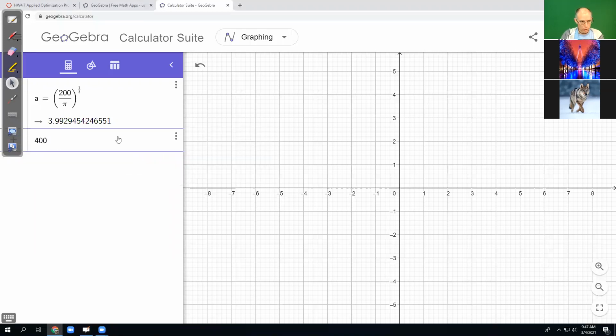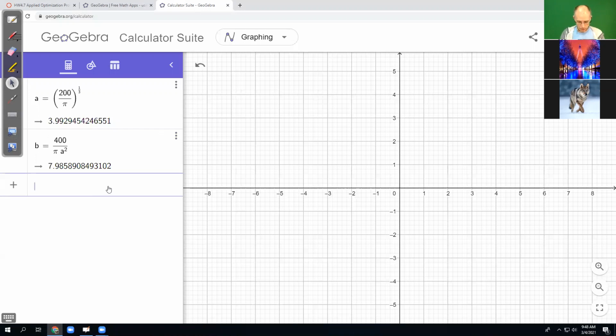All right. 400 over pi times that radius above squared. And oh, the GeoGebra called it a, so I can just say multiply by a squared. And that would be about 7.9, almost 8. So my can optimally should be a little bit wider and shorter. Mine's 11, this says about 8 should be the height. Interesting.